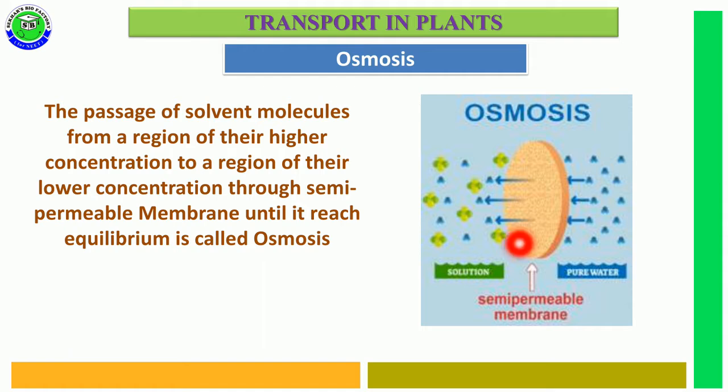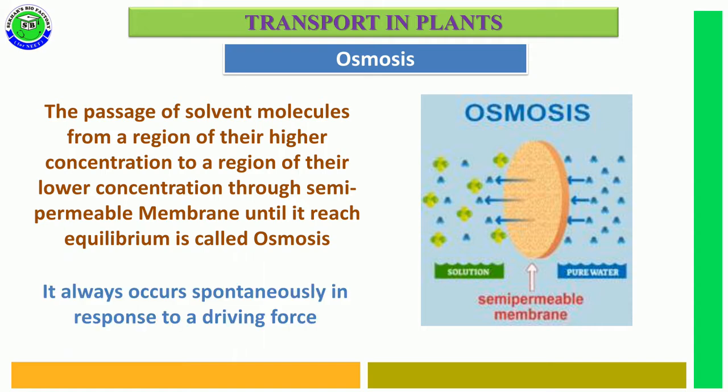In osmosis, the semi-permeable membrane separates pure water and a solution. The pure water has a higher concentration of water, or higher water potential. The solution has lower water potential compared to pure water. During this, the movement of water takes place from pure water to the solution through the semi-permeable membrane.